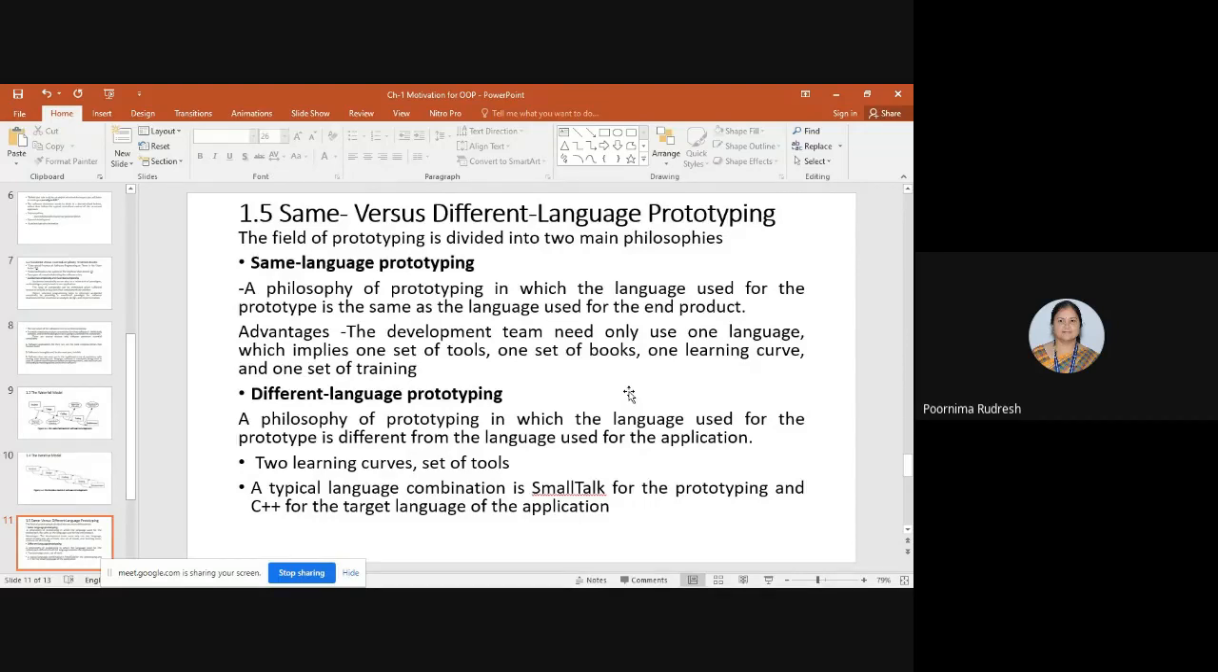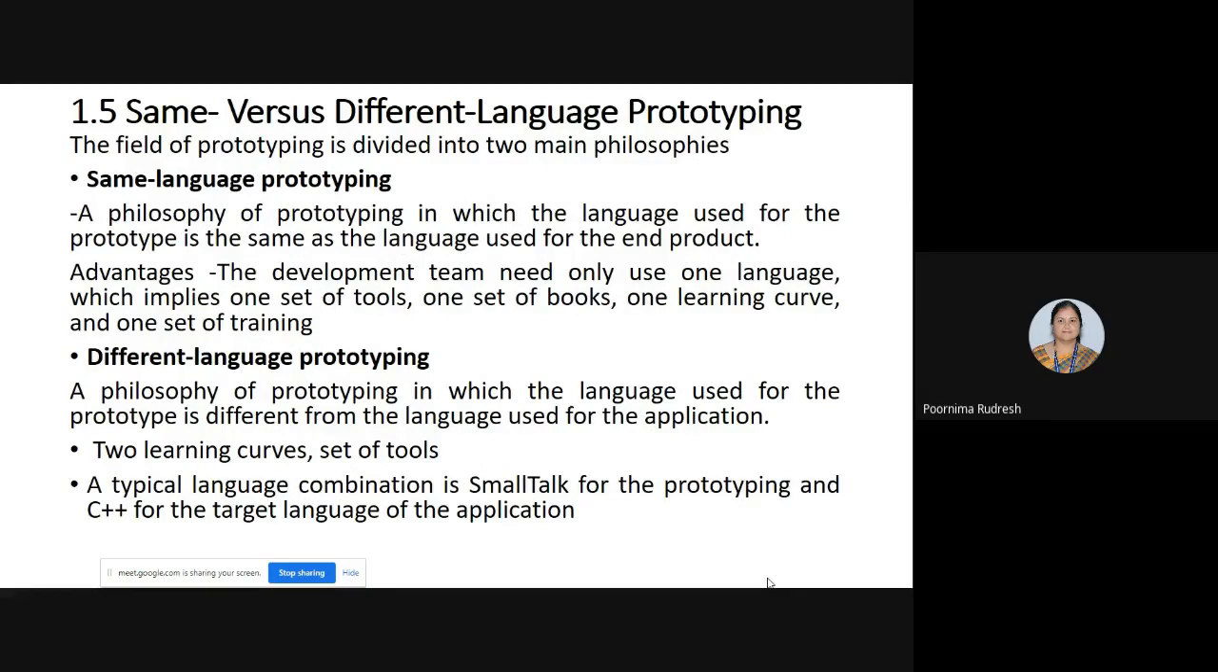So when we are discussing prototyping, it has two main philosophies. One is called the same language prototyping. The other one is the different language prototyping. So before knowing about the advantages and disadvantages of same and different language prototyping, first we'll see what is same language prototyping and different language prototyping.